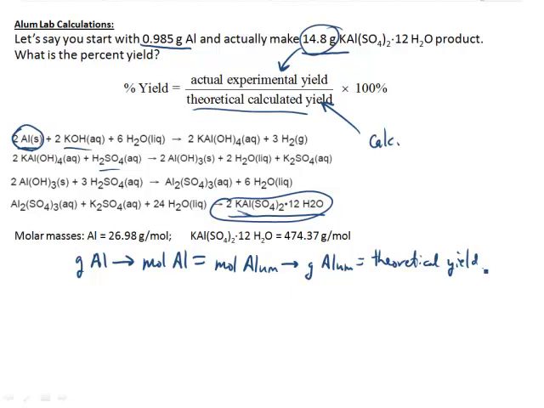All right, so let's start with molar masses, which are conveniently handed to us here. So 0.985 grams of aluminum times 1 mole over 26.98 grams. That equals 0.985 divided by 26.98.